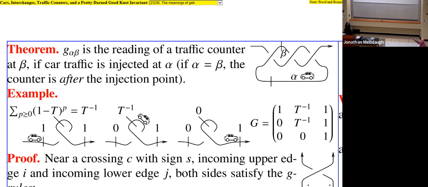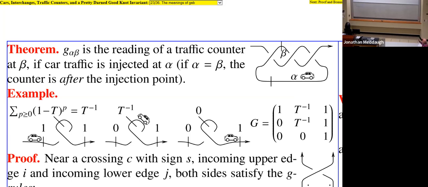But then the one minus t fraction of the cars passes through the crossing once again and may fall once again. And then I get one minus t squared. So overall, this counter here counts the sum over p of one minus t to the p, where p is the number of times you cycled around. And this is a sum of a geometric series. It comes out to be t inverse. And then, at the end, all of the cars have to come out, because basically the probability of falling is small. So overall, at the end, all of the cars get pushed out and come out. So the last counter measures one.